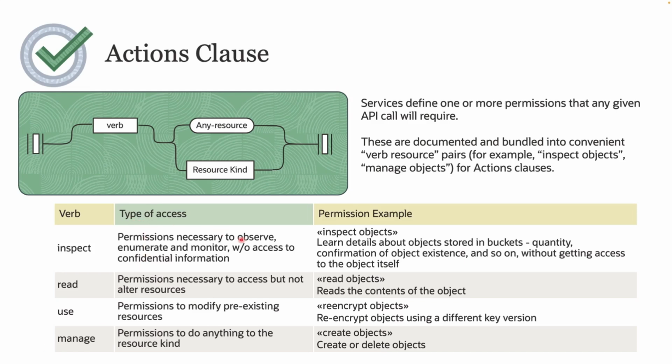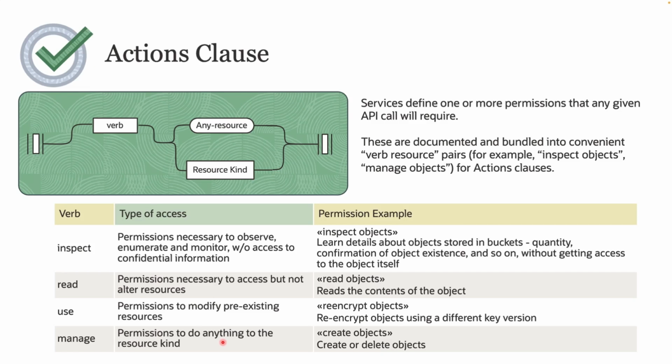As you can see here in the description, for inspect, you can basically observe and monitor and do nothing beyond that. Read means you have basic access, but not all the capabilities of that particular resource. Use means you can use the permission to modify the pre-existing resources. And with manage, you can basically do anything on the resource.